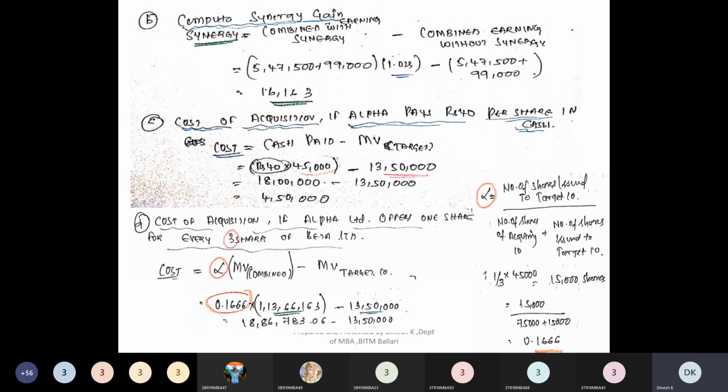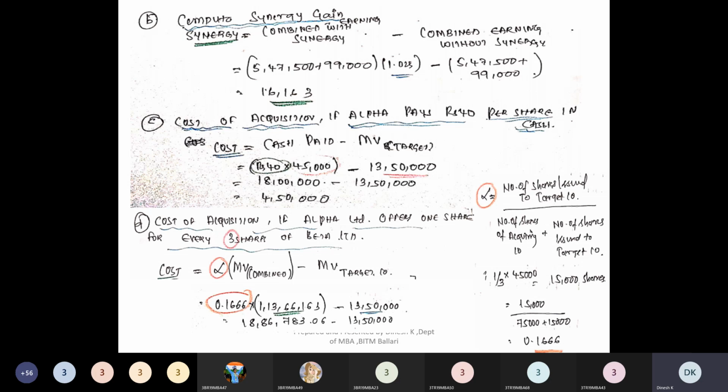Now the cost of acquisition, if Alpha Limited offers one share, right, for every 3 shares of Beta Limited. In the third sub question, what we did is we calculated the cost of merger when it is cash, right? So we are paying rupees 40 as cash. Then what is that cost?